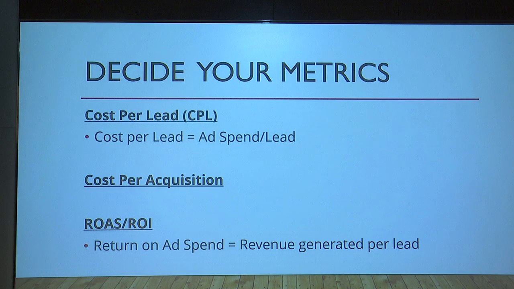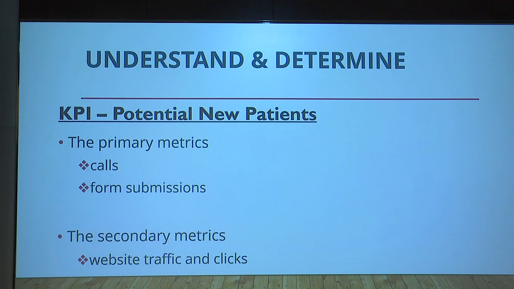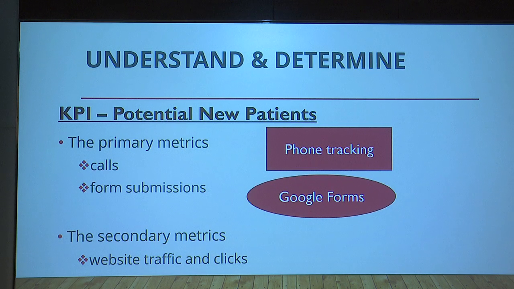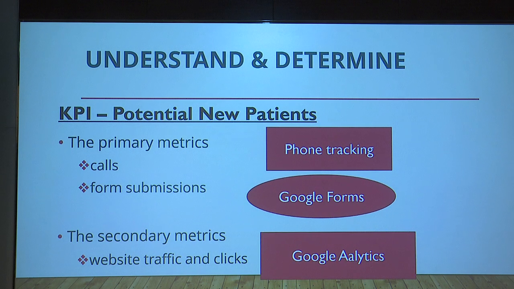Most of us are talking about the financial aspect of marketing. So first is cost per lead, that is, how much you have spent in generating one lead. Second is the cost per acquisition, or CPA. And third is the ROAS or ROI, return on ad spend or return on investment. Basically, it is revenue generated per lead. For hospitals, it is like new patients. For example, let's say your hospital is getting patients through phone calls or form submissions, so you need phone tracking and Google Forms. And the second highest source of patients is your website, so you need Google Analytics.